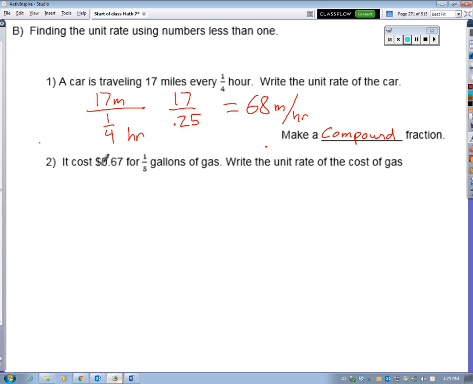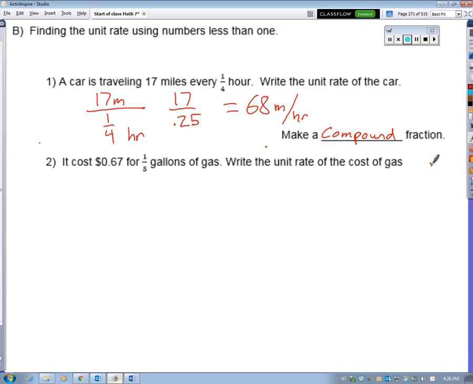Now we're going into something a little different. It costs 67 cents for 1/5 gallons of gas. Write the unit rate of the cost of gas. Okay, so stop right here. See, this is why we need unit rates, because nobody talks like this. No one says, oh, I paid 67 cents for 1/5 a gallon of gas. You should go buy some gas there. It's a great deal. No, we don't talk like that. We're going to get this into some information that we can use.